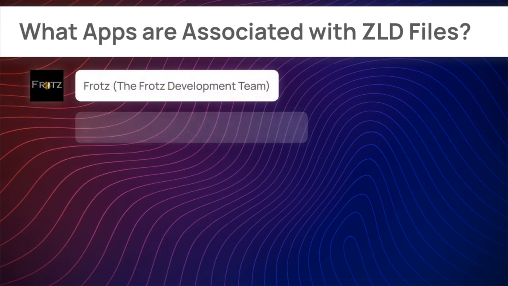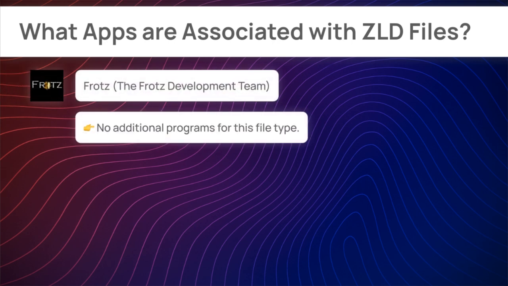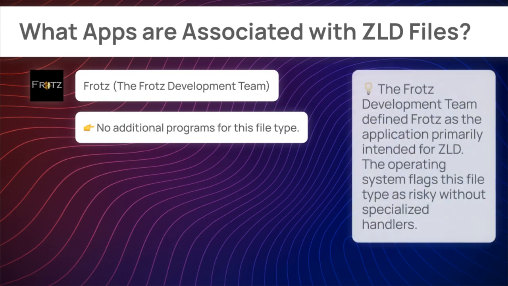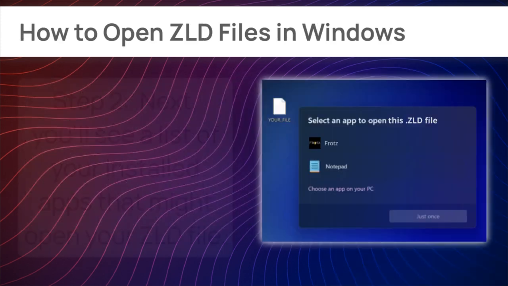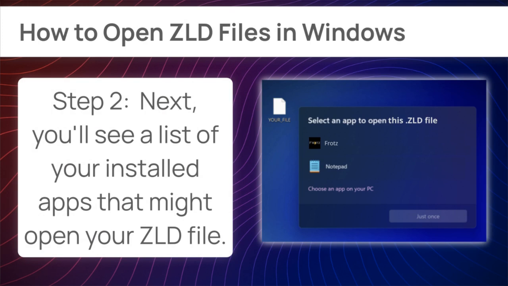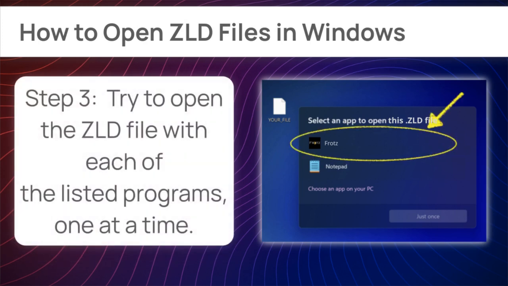The default, recognized opener for ZLD files is known to be Frotz from the Frotz development team. The operating system flags this file type as risky without specialized handlers. Windows cannot inspect bundled game resources, so specialized extraction applications must be used. To force file access, right-click your ZLD file and select Open With. If Frotz is an option, test it. If it's not available, choose another program. We are trying to find the specific compatibility bridge.